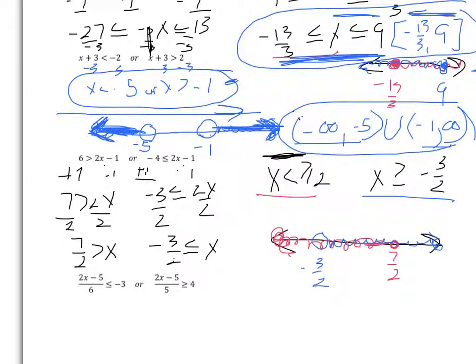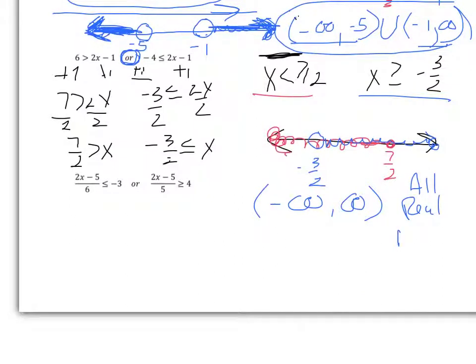Now, because this is an OR problem, we're looking for anywhere that is shaded by the graph. Well, the whole graph is shaded, so we could represent this in a couple different ways. As an interval, we could say goes from negative infinity to positive infinity, so any number makes this true. The other thing that we could say is all real numbers.